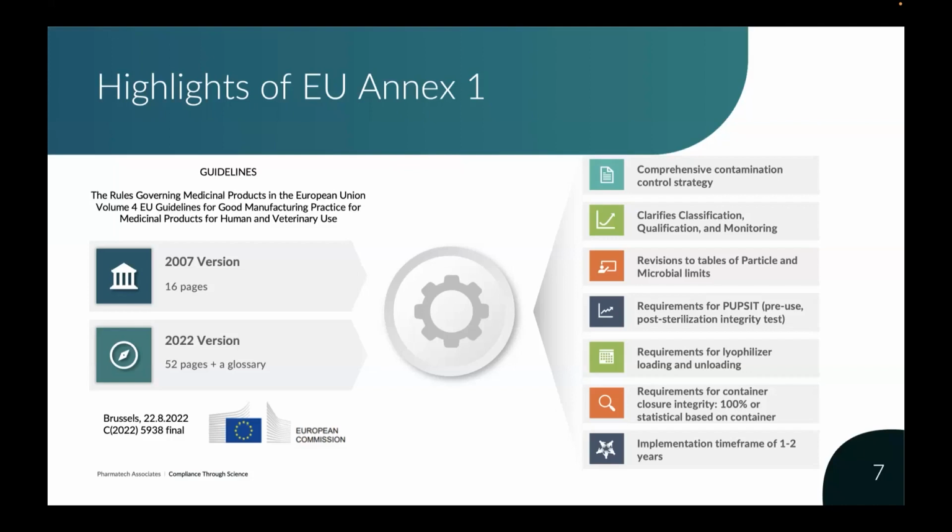This is the one aspect of the change to the Annex 1 which has a longer implementation time. It actually has a 2-year implementation time. And also there are some revisions to the requirements for container closure integrity. As mentioned before, the implementation time was 1 year from publication for most aspects. That timeline is coming up to August of this year, which is coming up fairly rapidly. And the only aspect which has a 2-year implementation, which is August of next year, is the lyophilizer loading and unloading.